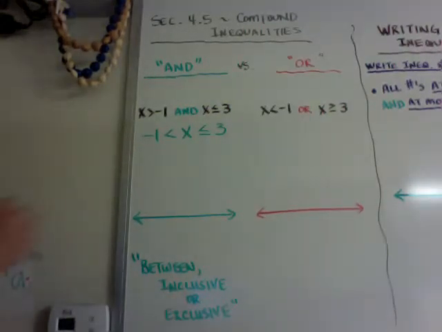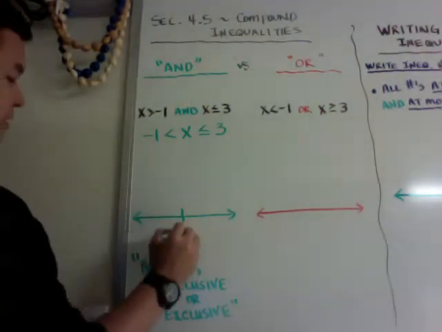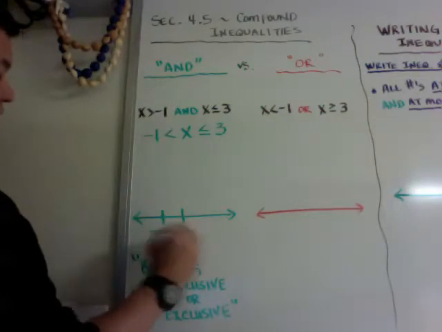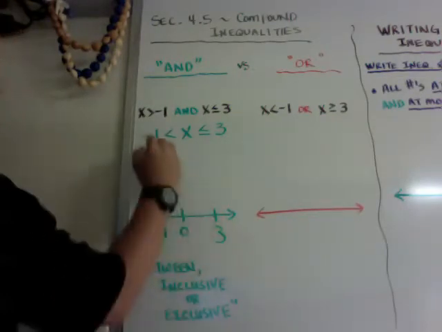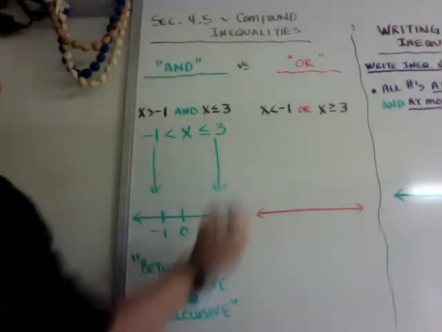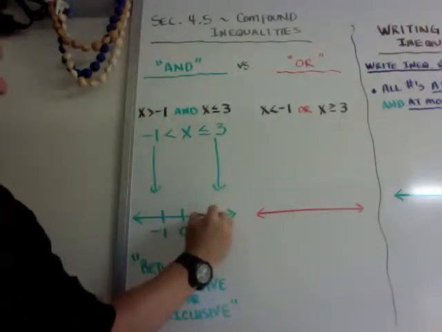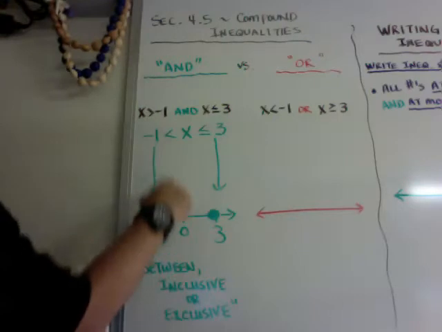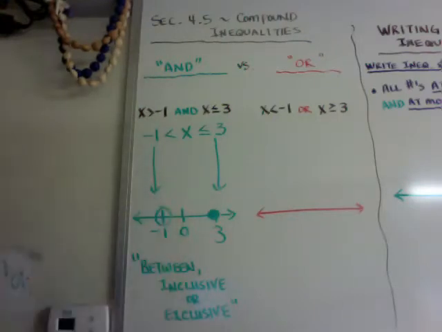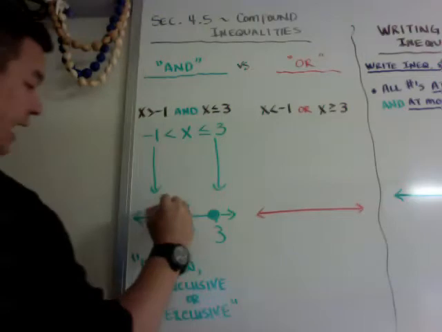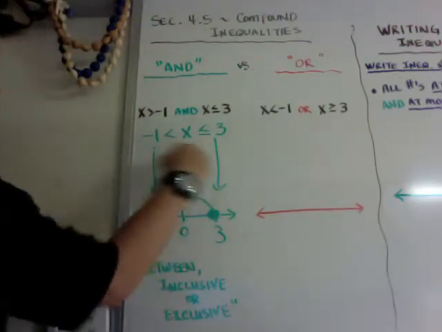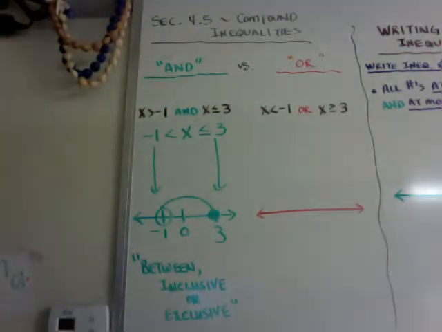When you graph it, it's pretty easy in that you put your 0, you can put a -1 here, put your 3 here, so you can see I'm just dropping these numbers down. This means a closed circle, so I'm going to close circle it because it's or equal to. Because it's just that greater than, I put an open circle there. And in an and problem, because the x is between these two, I just draw a little rainbow.